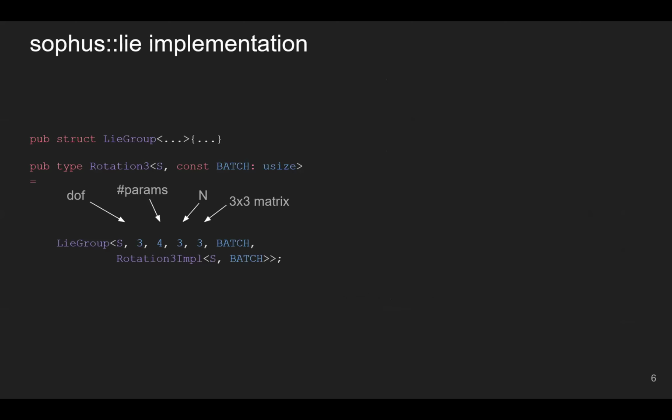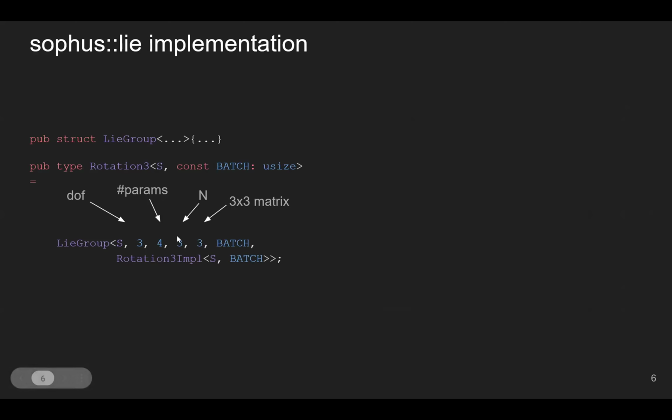Okay, so how is it implemented? The core concept really is to make use of generics, and there's actually a generic type called Lie group. If you want to implement something concrete like 3D rotations, you basically instantiate the Lie group and plug in the rotation implementation as one of the parameters. The other parameters are the degrees of freedom, like 3 for rotations, and the number of parameters, 4 in this case, since it's represented by a unit quaternion.